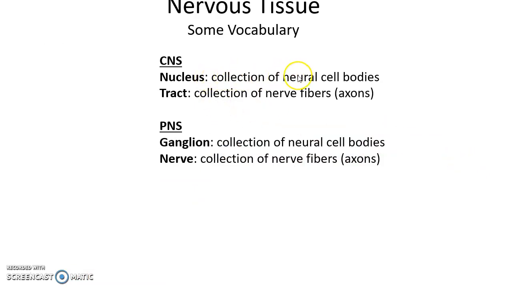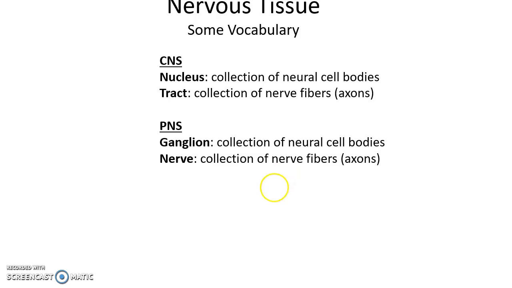So some vocabulary. Nucleus. A nucleus is a collection of neural cell bodies in the central nervous system. So lots of neural cell bodies together in the central nervous system. A tract is a lot of nerve fibers. These are the axons that are all together in the central nervous system. For the peripheral nervous system, the ganglion is the collection of neural cell bodies. And the nerve, that is the official name for nerve fibers, the axons, all grouped together.